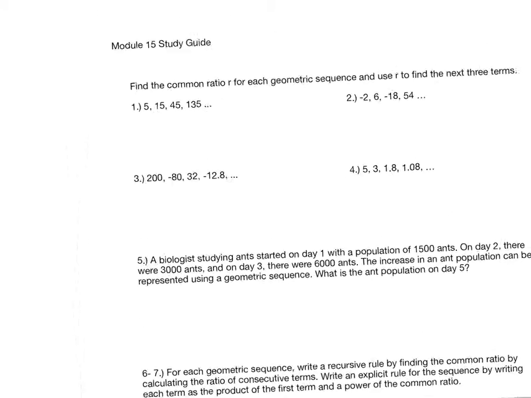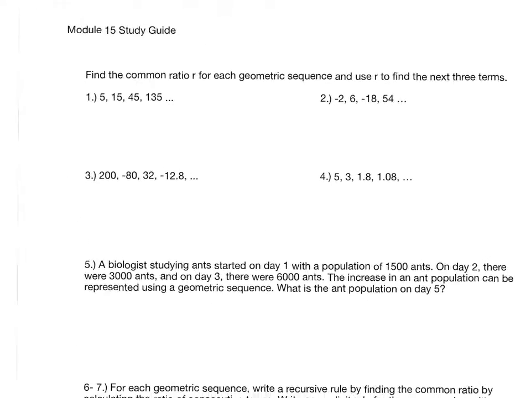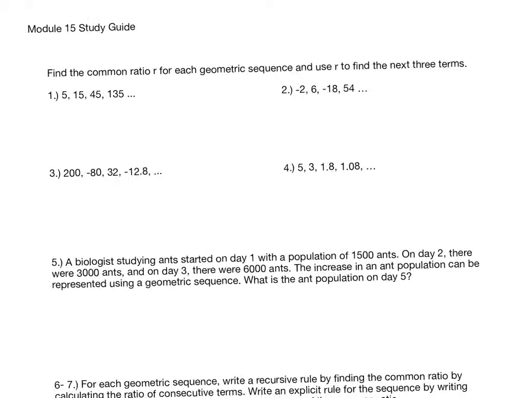Okay, Module 15 study guide. First, let's take a look at these top 4 problems. It says find the common ratio, R, for each geometric sequence, and use R to find the next 3 terms.